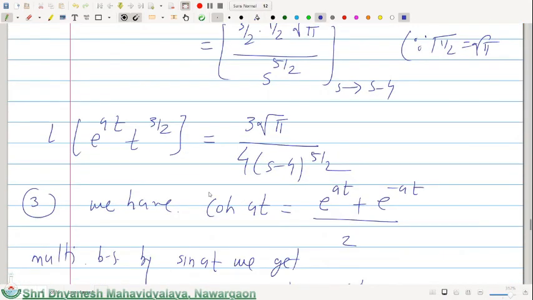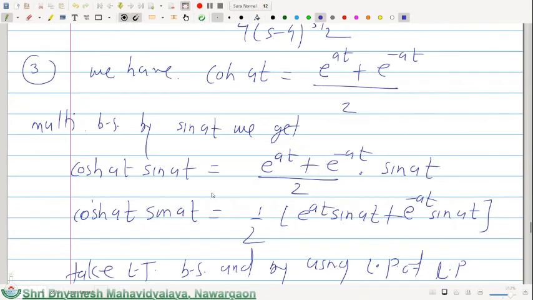In the next video we will see the next property of Laplace transform, that is change of scale property.